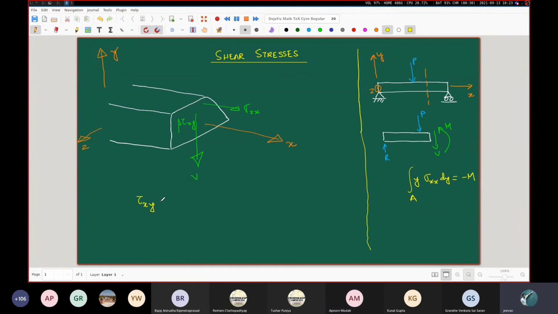Tau xy times the elemental area gives me an elemental force in the vertically upward direction, that is along the positive y direction. And if I integrate that over the entire area, I should be able to obtain the entire shear force that is acting over this cross section. But the entire shear force acting over this cross section is nothing but this V, which we have taken downward. So the only thing that we have to adjust for is that it should be like this. That's it.